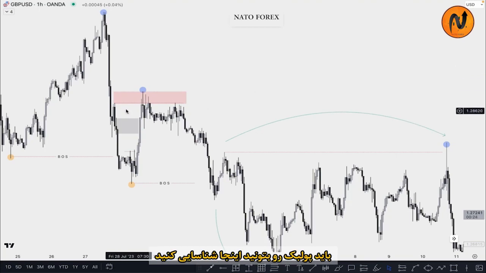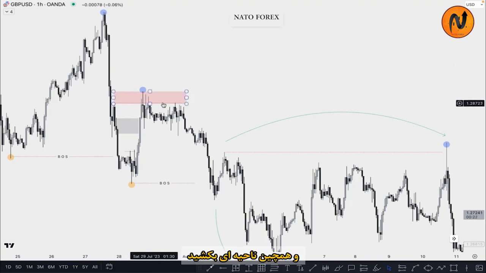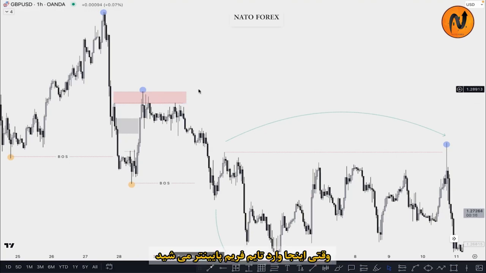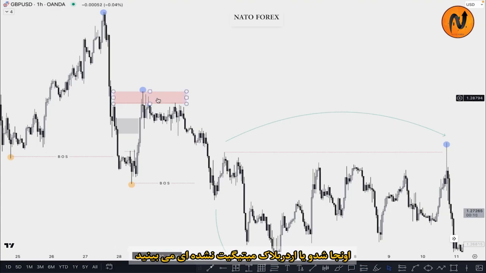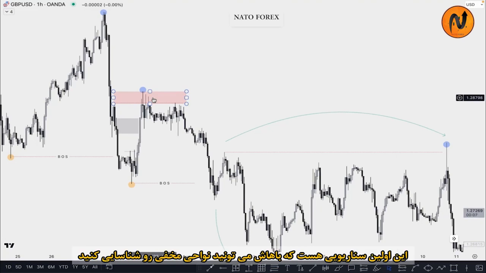You have to identify the previous pullback here and draw something like this. When you switch to a lower time frame, like this is a 1 hour time frame, when you switch to a 5-minute time frame, then you will see an unmitigated order block in this zone, right? This is the first scenario when you can mark your hidden POI, demand or supply zone.